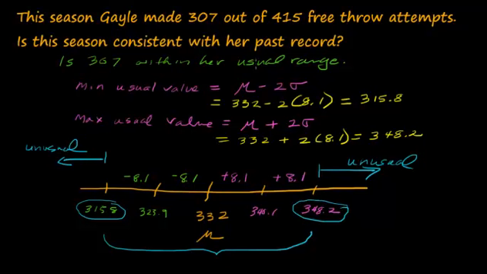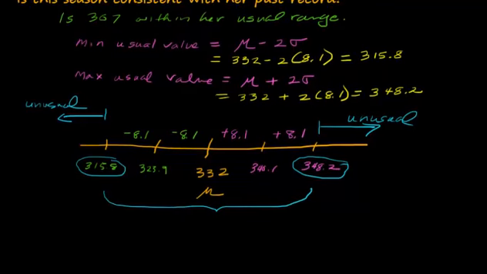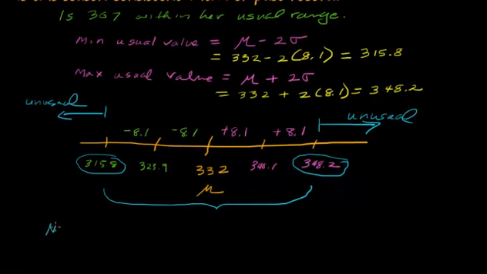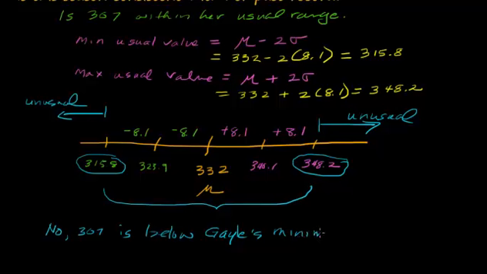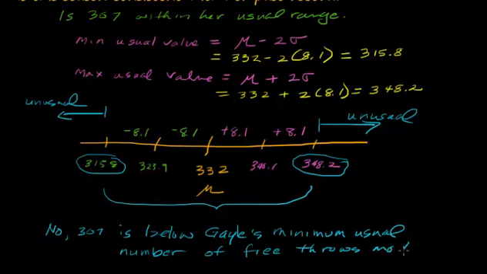Okay, so the question was, if she made 307 out of 415, is this consistent with her past record? And we would have to answer no, because 307 is below her minimum usual value. So the answer would be no, 307 is below Gail's minimum usual value, or usual number of free throws. Let's just bring it back to the problem. Made. Okay?